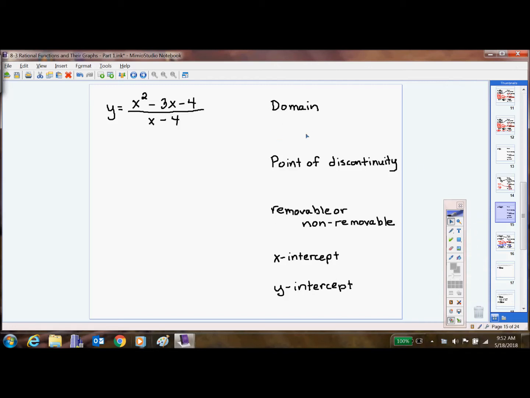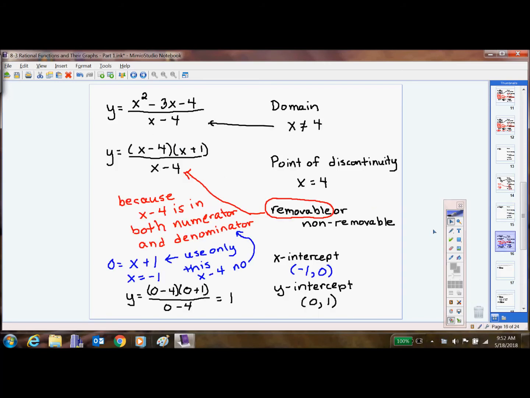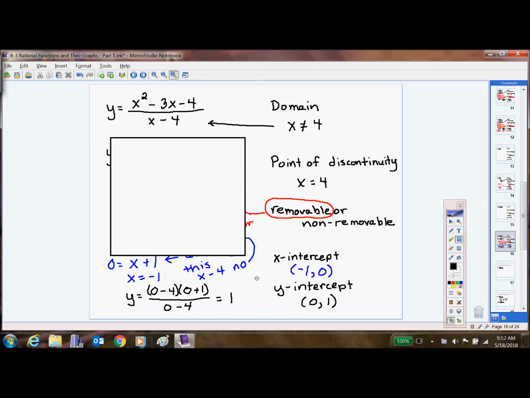The domain. And how about, Anaya, can you tell me something about the domain? Like what it's not allowed to be? Four? Can't be 4. Good. So domain is anything except for 4. Let's bring this up and I'll cover up a whole bunch of stuff here real quick. Okay. There we go. So x can't be 4.